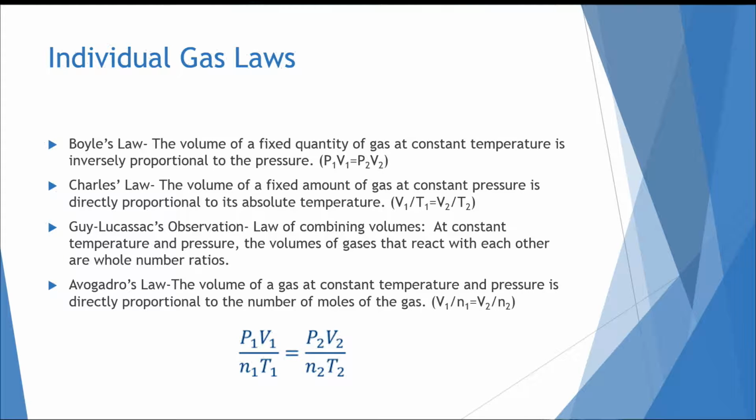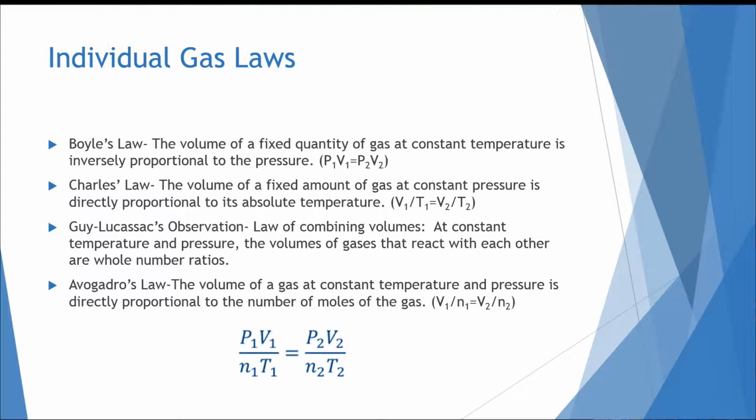So individual gas laws. There's a bunch of different individual gas laws, but really in any math problem, you can make these different relationships by using PV is equal to nRT. So Boyle's law tells us that the volume of a fixed quantity of gas at constant temperature is inversely proportional to the pressure. So that means that your P1V1 is equal to your P2V2. So again, if nothing changes, your moles, your temperature, whatever you do to that pressure, your volume is going to have to be inversely proportional.